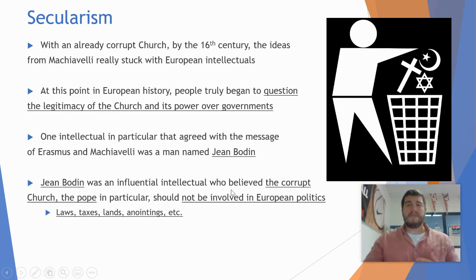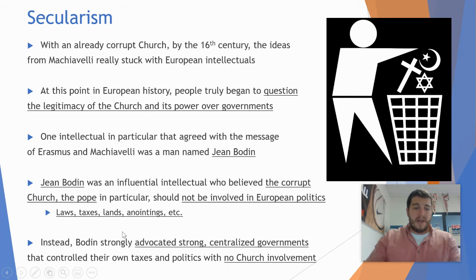So he basically believed that the church was super corrupt and in particular should not be involved in European politics. He thought secularism, the government and religion should be separate. Now, this is a completely radical idea because for so long, the religion has had power over kings and nobles and basically power over everyone that lived underneath them. So instead, Bodin is going to advocate for strong, centralized governments that control their own taxes and politics with no church involvement.